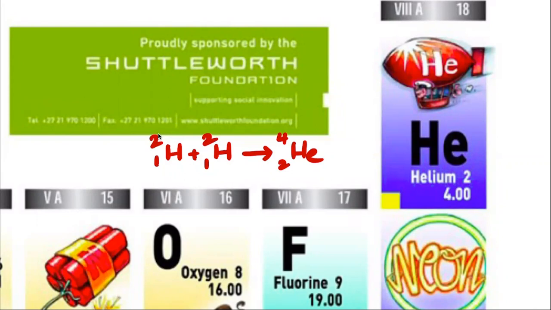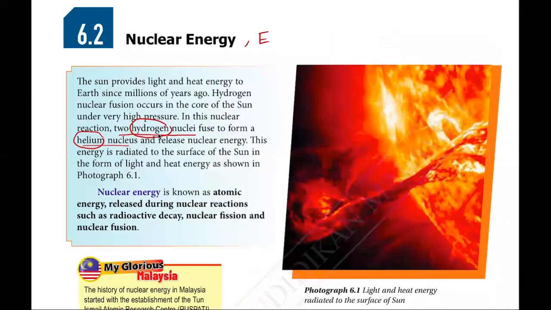Now this fusion will need a very high temperature and also a very high pressure for it to be able to occur. The sun provides the very suitable condition for this type of fusion to occur, because the core has very high temperature and also high pressure. So this energy is radiated to the surface of the sun in the form of light and heat energy, as shown in this photograph.